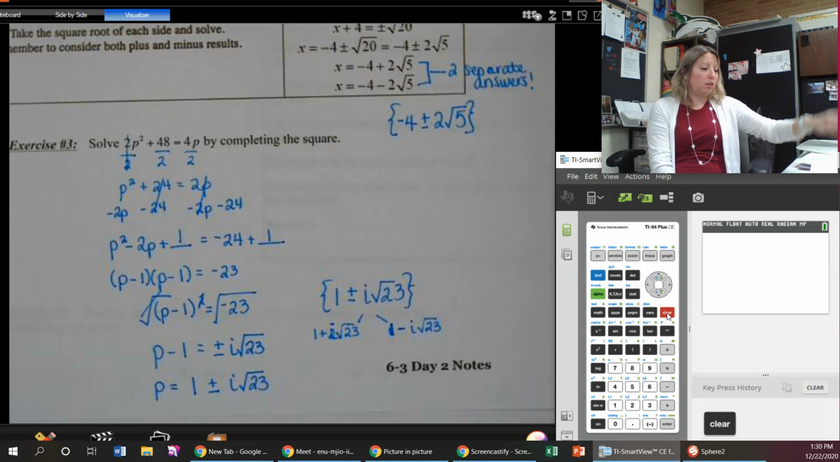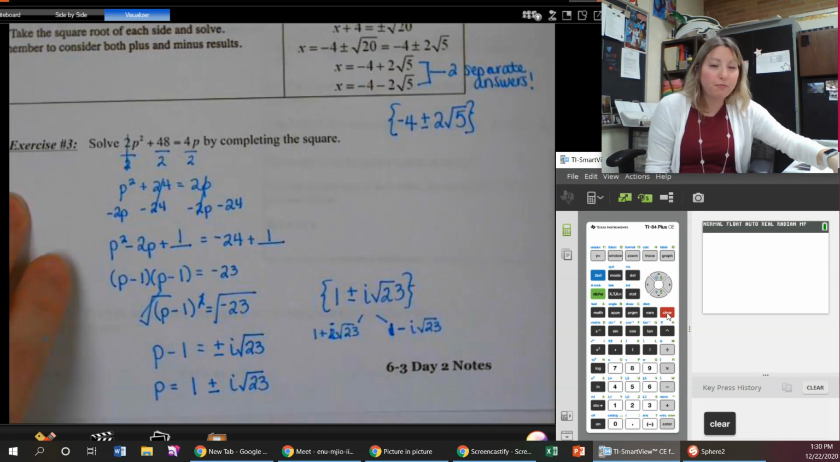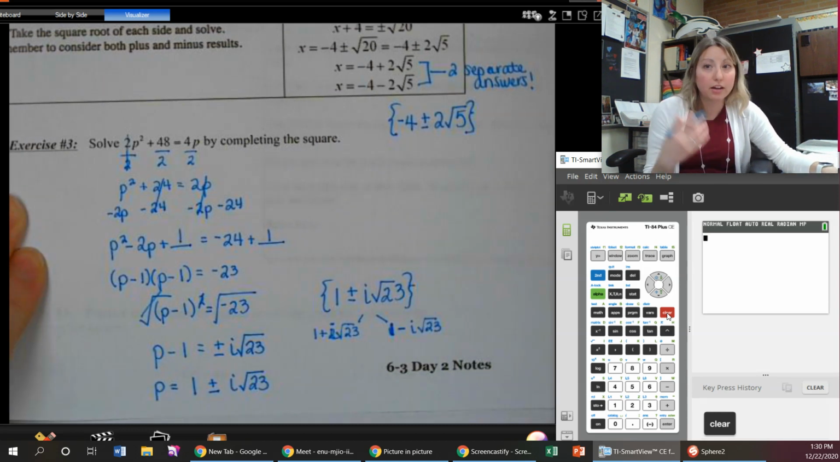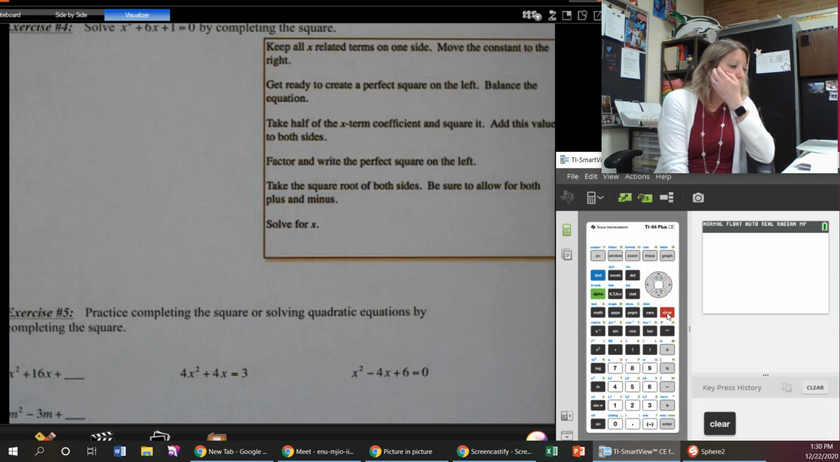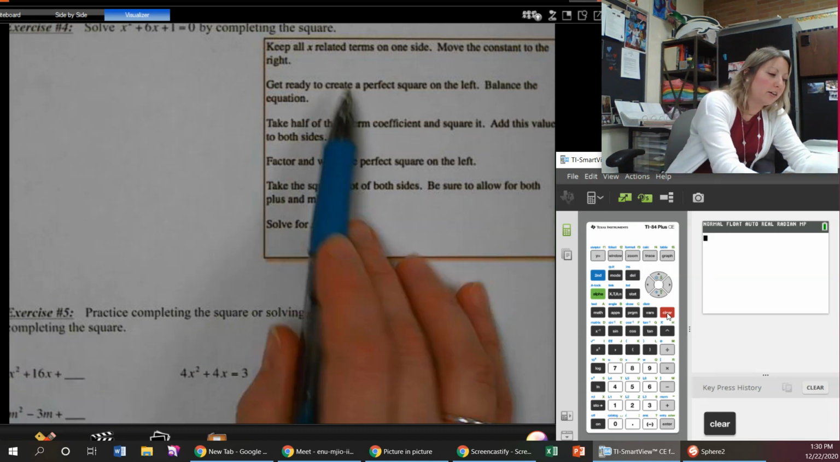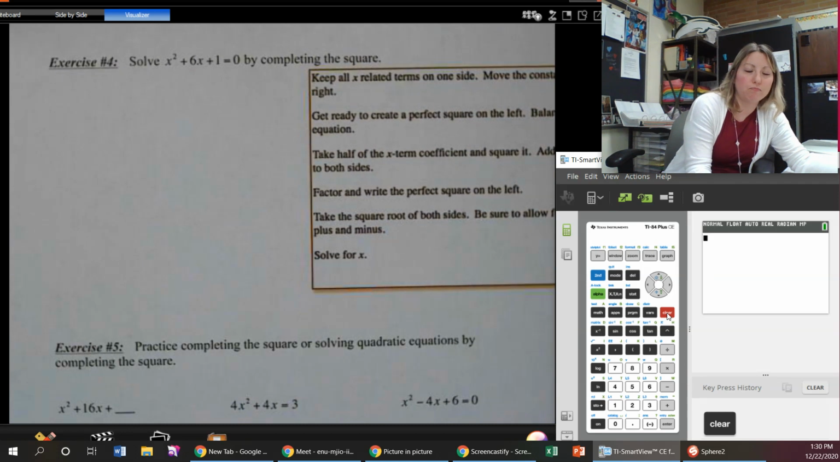Imaginary answers there. That's why we had to have chapter 5 before we could do this. Had to know how to deal with those imaginary and complex numbers. All right, let's do another one. Oh, look, that was so nice of me. I kept the instructions on the page.